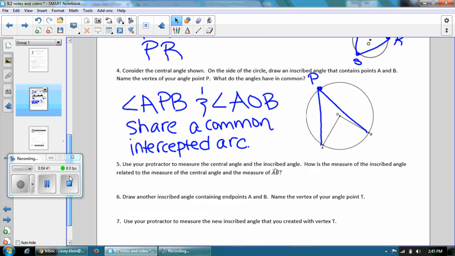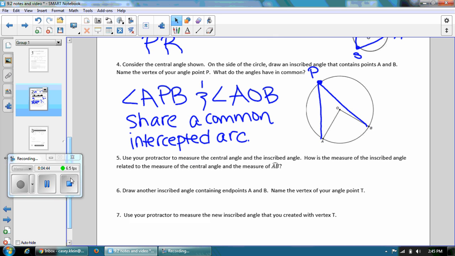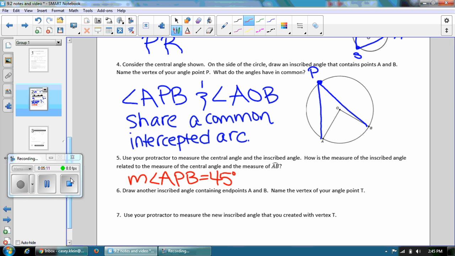Use your protractor to measure the central angle and the inscribed angle. How is the measure of the inscribed angle related to the measure of the central angle? So I used my protractor to measure angle APB and I measured it to be 45 degrees. So the measure of angle APB is equal to 45. I took my protractor and measured angle AOB, the central angle, and I got 90 degrees as its measurement.